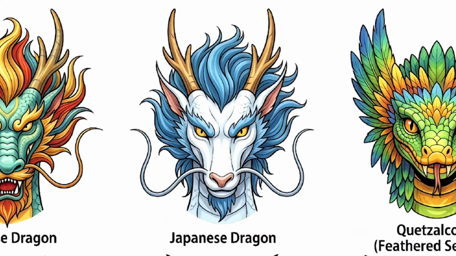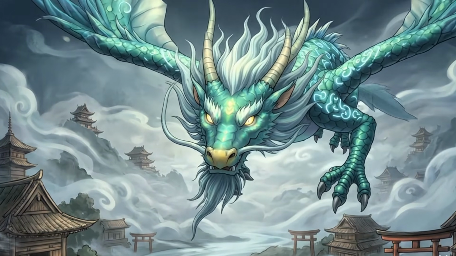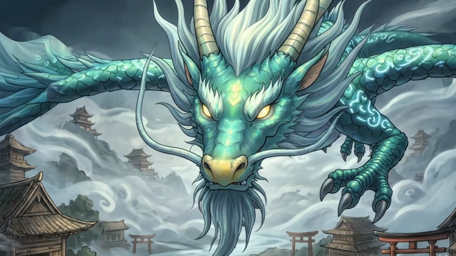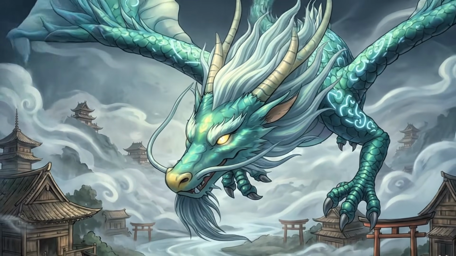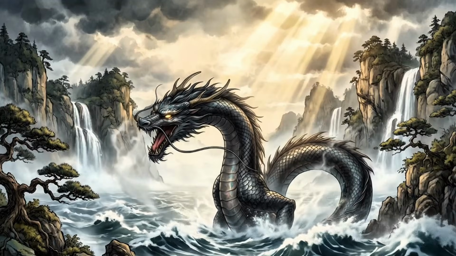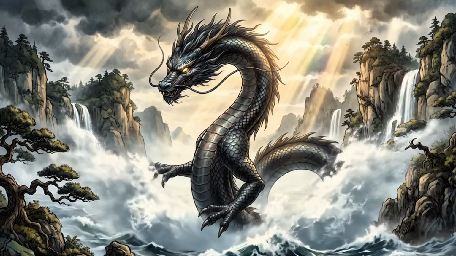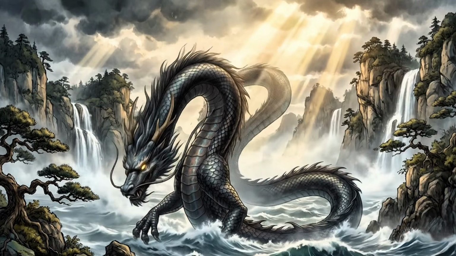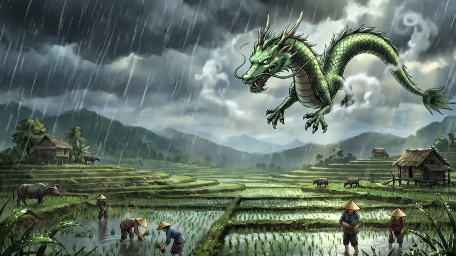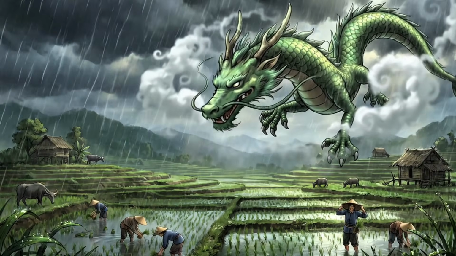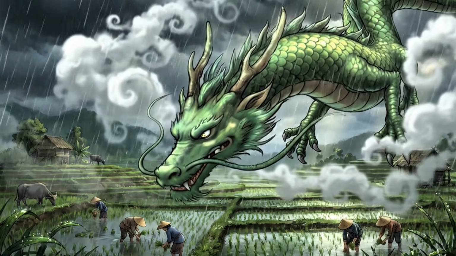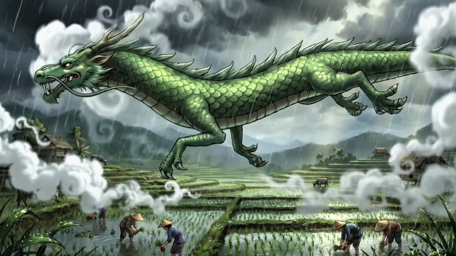Japanese dragon. The Japanese dragon shares many characteristics with the Chinese dragon, representing water, fertility, and divine power. Japanese dragons are depicted as wingless, serpentine creatures dwelling in the sea, rivers, and waterfalls. These dragons are thought to bring rainfall necessary for rice cultivation, making them essential to Japanese agricultural society.